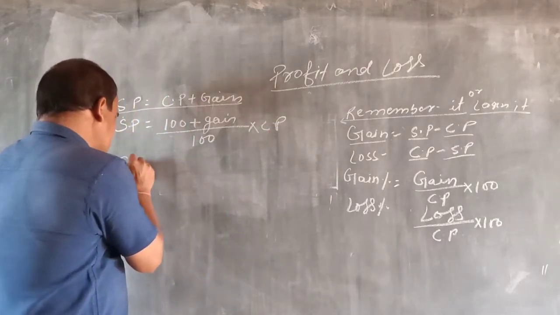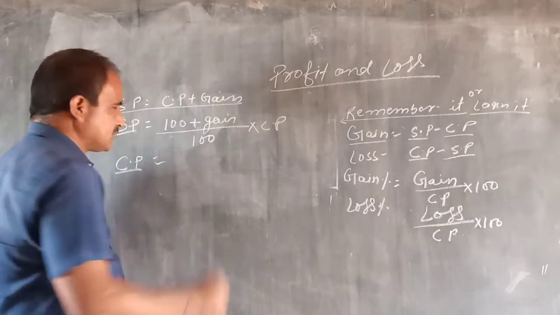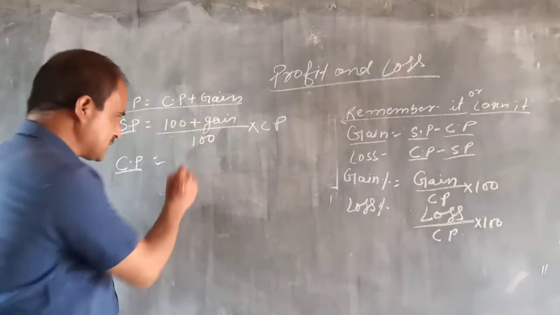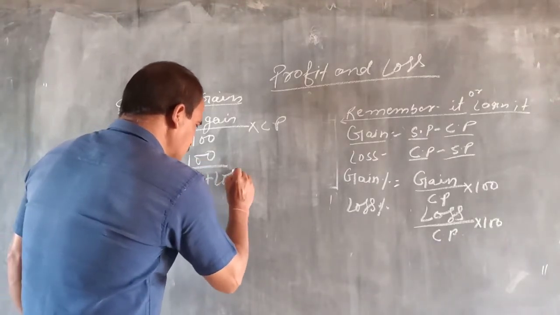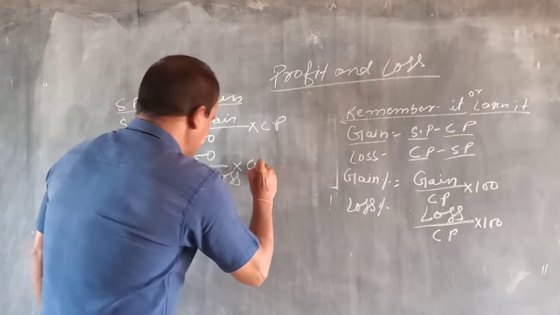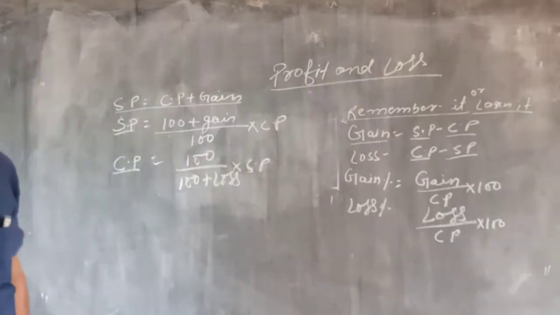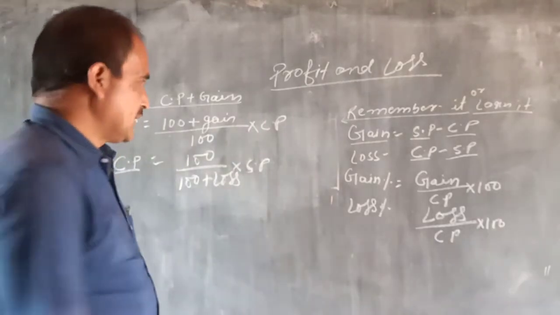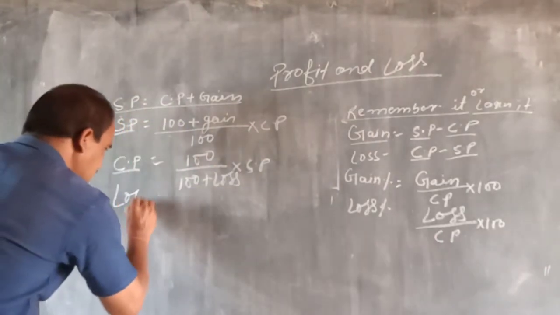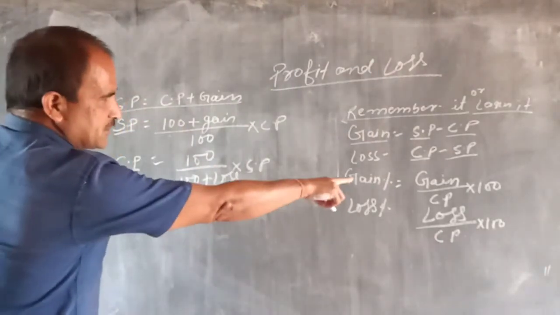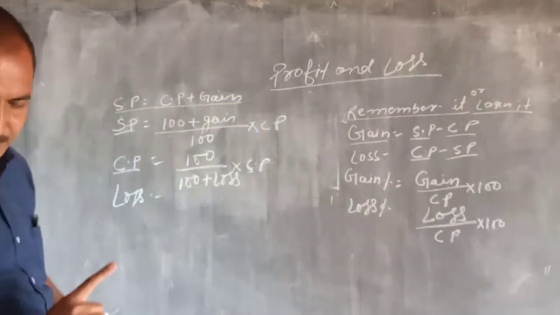If you want to find SP from CP with a loss, then it is (100 minus loss percent) by 100 into CP. And if you want to find loss, loss is equal to CP minus SP.